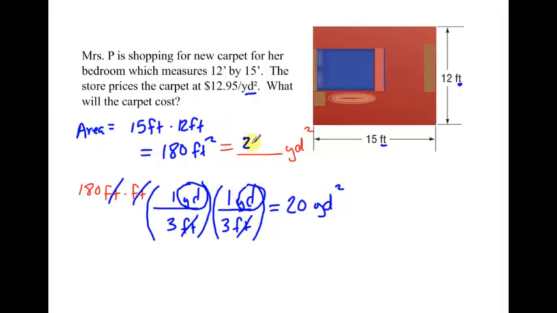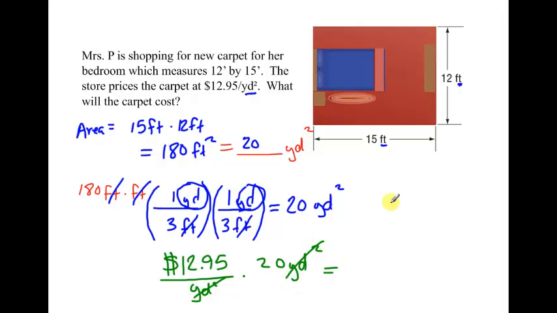Okay, I've got 20 square yards of carpet. Each one's costing me $12.95 per square yard. So I've got $12.95 per square yard. Notice I'm putting that underneath. Times 20 square yards each. Cancel those out. Multiplying that out gives me $259 total. Except I hate that color, so I'm going to have to do something different.